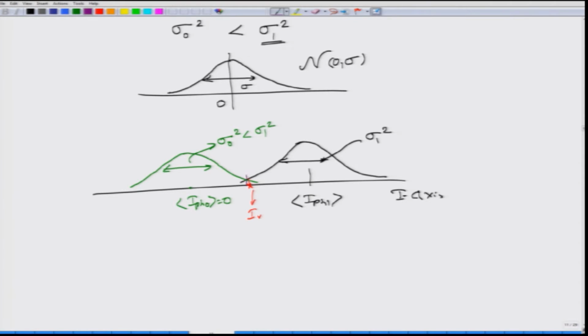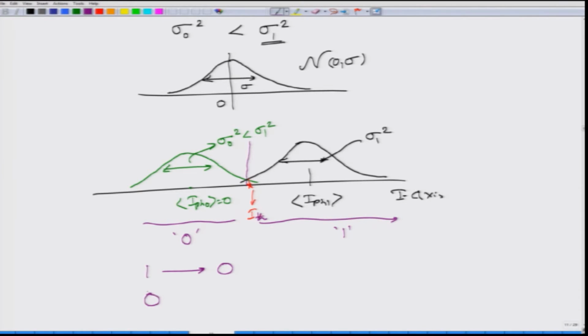The way to choose the threshold point is to choose the current where these two probability density curves meet. Any current value that falls in this region will be attributed to bit 1, and any current that falls in this region will be attributed to bit 0. When you send a 1, you might mistakenly classify it as a 0 if the value falls below this threshold, which we can call I threshold.